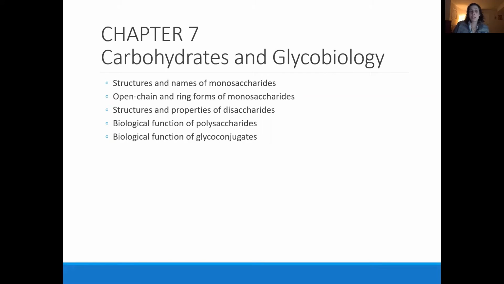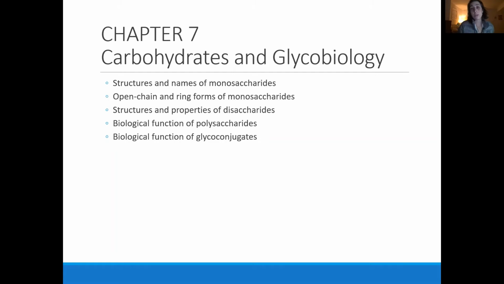Hi, everyone. We're going to start with Chapter 7, where we now are transitioning into looking at carbohydrates and glycobiology, the biology of sugars. So we're finally transitioning out of proteins and into a new type of biomolecule, one of the other main biomolecule building units in most biology, particularly in mammals, which we focus on, but also in plants, of course, and that is the carbohydrate.